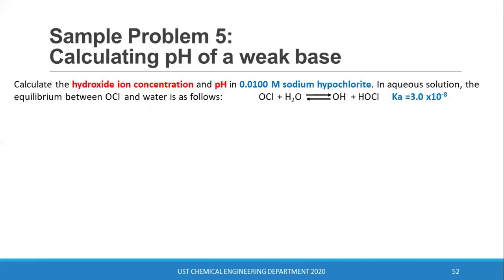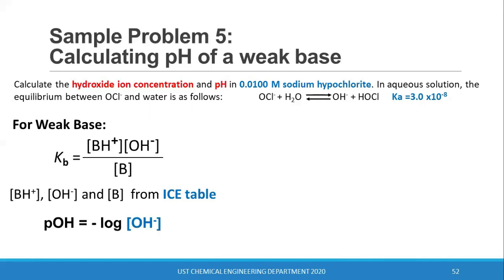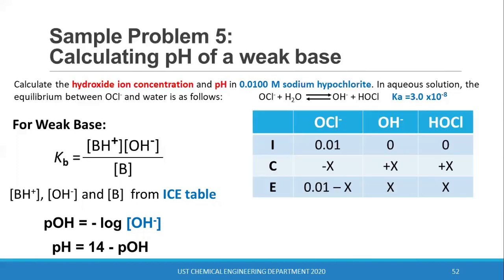Let's recall again the steps for a weak base. First is to write the expression for Kb. Next is to solve for the unknown concentration of species from the ICE table. And then lastly is to compute for the pOH using the following formula. Now that we have enumerated the steps, let's create the ICE table. Again, the initial, change, and equilibrium concentrations are summarized in this table.